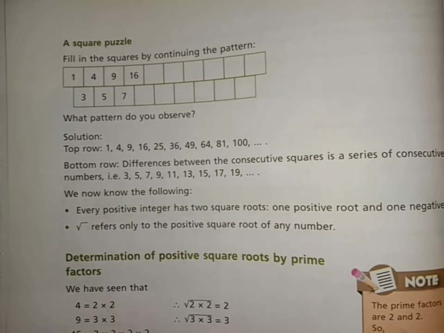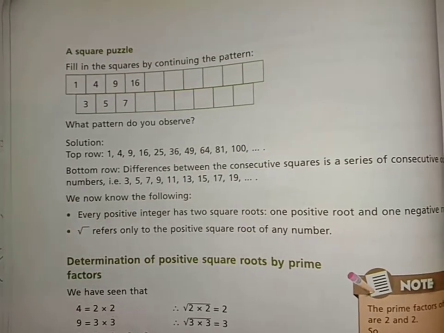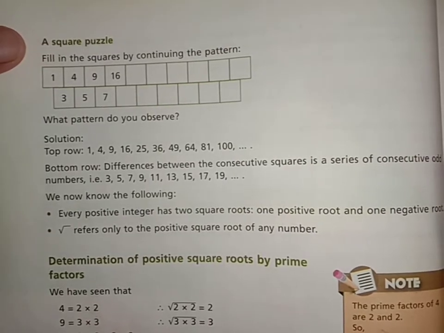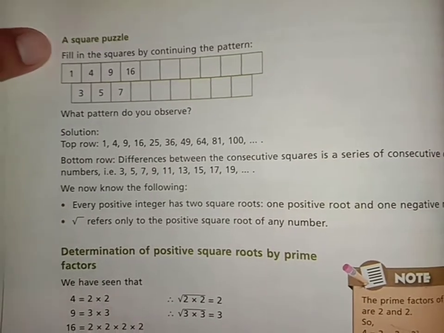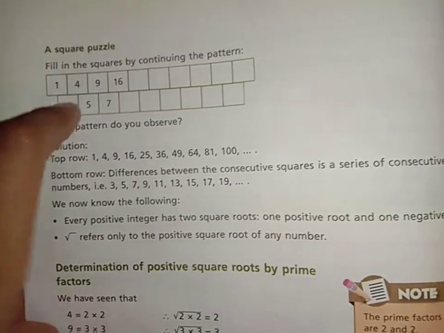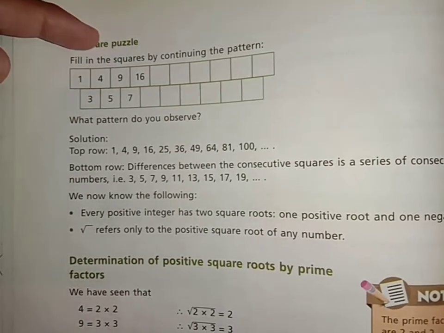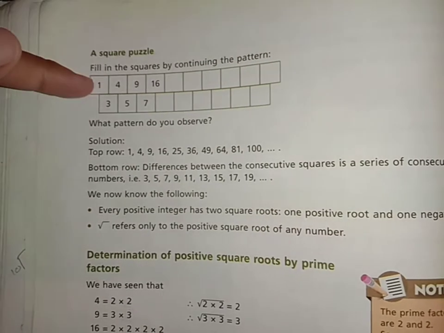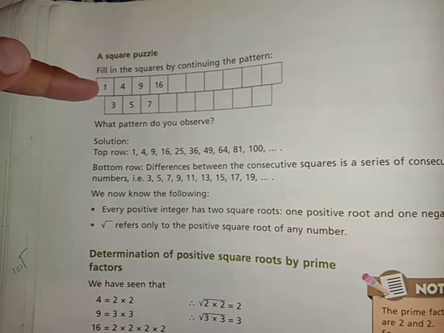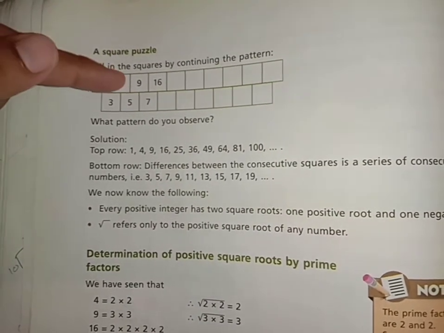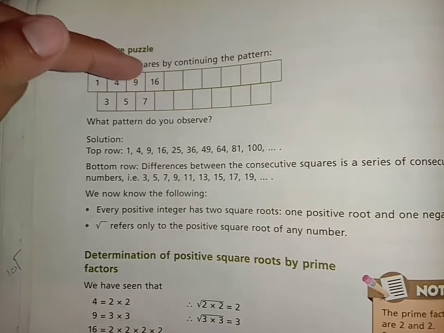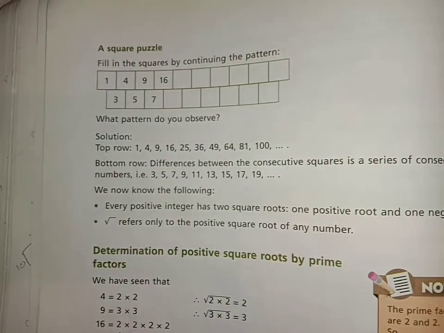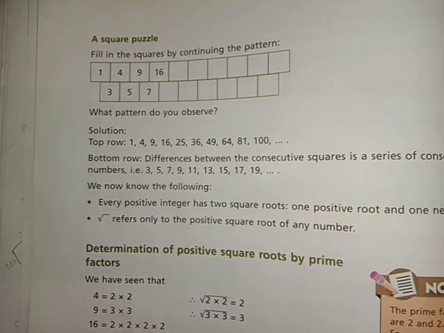Now move towards page number 52. We have a square puzzle at the top. You have to fill the squares by continuing the pattern. Understand? In the first pattern we have 1, 4, 9, 16. The top row is about squares: 1 square is equal to 1, 2 square is equal to 4, 3 square is equal to 9, 4 square is equal to 16, then 5 square, 6 square, 7 square. You have to complete the pattern of squares.